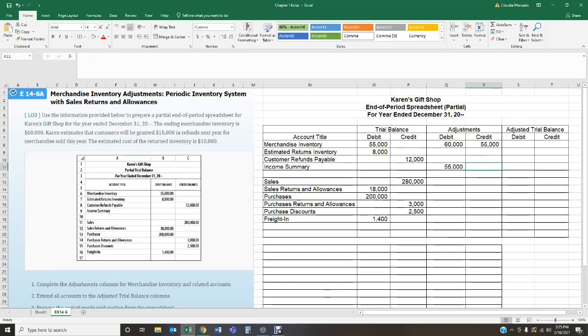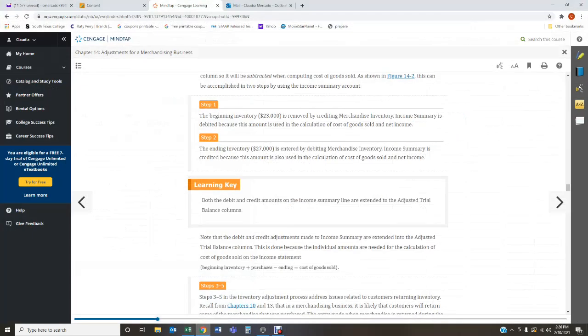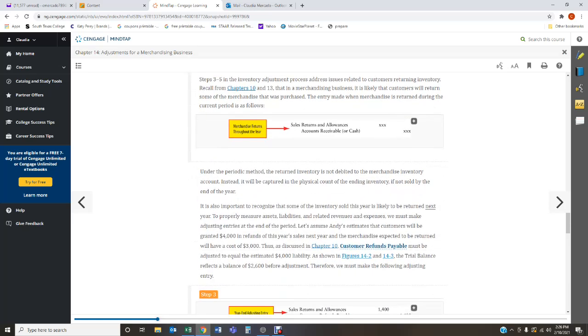to credit income summary. So what has happened here is I have canceled with this credit entry my original transaction of $55,000, and with this debit I have updated my account with the correct figure that I have in my ending merchandise inventory, which is $60,000. So those are steps 1 and 2. Now let's go over here to step 3.